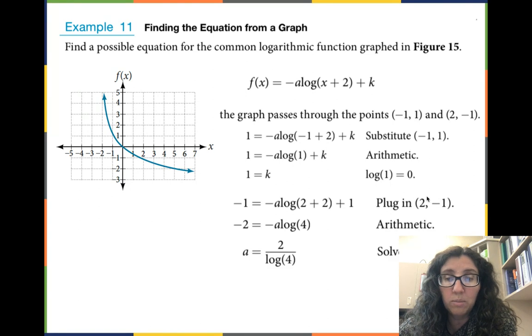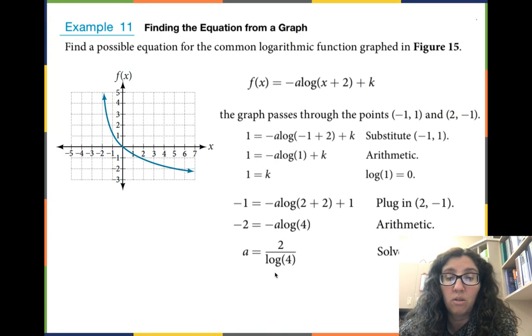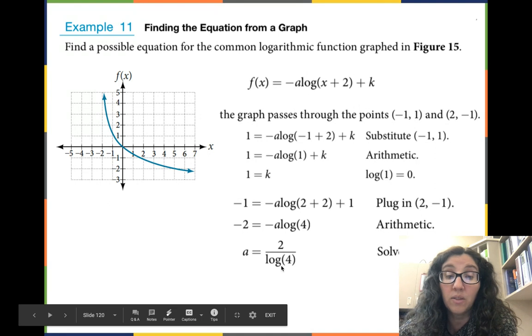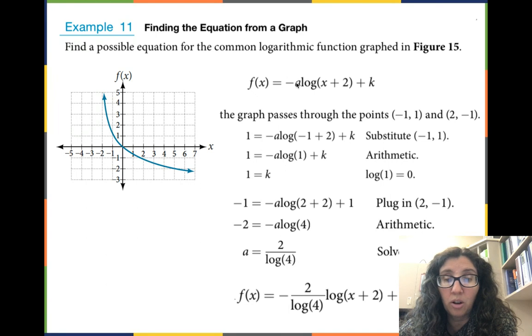So now let's plug in the other point. -1 equals -a log of 2 plus 2, plus 1. There's our k value. Okay, well, log of 4, we subtract the 1, we get -2 equals -a log of 4, divide by log of 4, or negative log of 4, and we get that a equals 2 over log of 4. We could put that in our calculator. We could leave it in that form. But we plug this back into our equation: -2 over log of 4, log of x plus 2, plus 1.